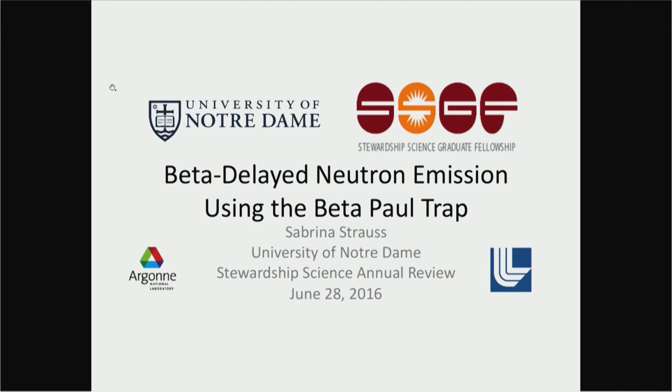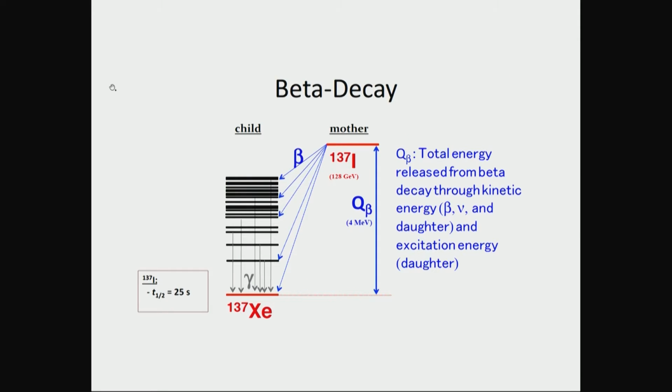Can everybody hear me? Okay. So I'll be going through basically 3 different parts. I'll be explaining what beta-delayed neutron emission is, what the beta Paul trap is, and then the results of our experiment. And I'll also be explaining why we actually care about beta-delayed neutron emission, I promise. But the first part of beta-delayed neutron emission is actually the beta decay.